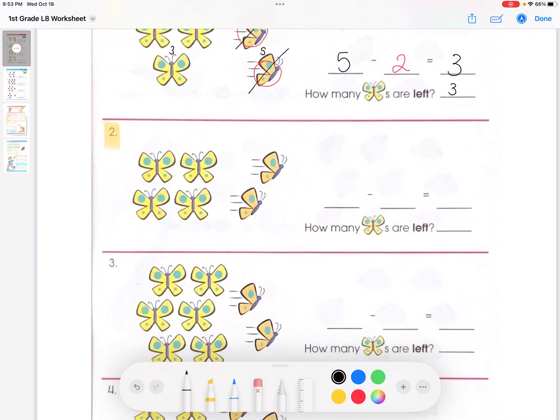Number 2, there are 1, 2, 3, 4, 5, 6 butterflies. So let's write 6, and then we take out 2 of them because 2 of them are leaving, so there's 1, 2 that are leaving. So let's take them out, and we have 1, 2, 3, 4. So we take 2 out, and then we have 4 left. So how many butterflies are left? 4.